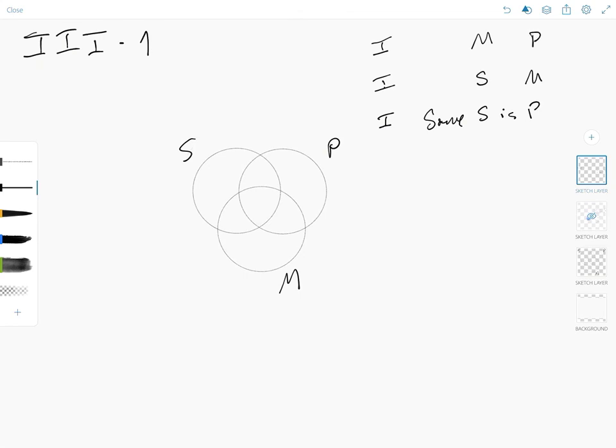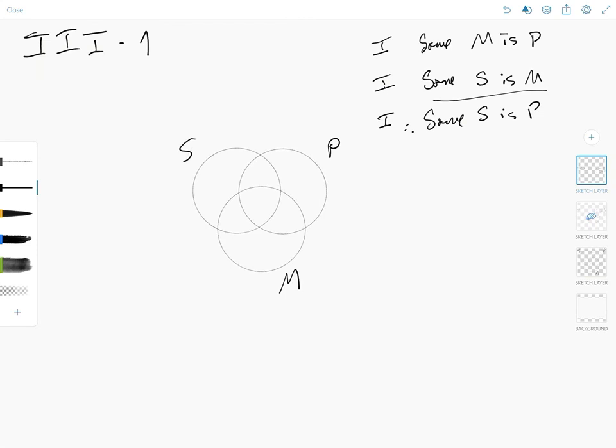Major term in the major premise, minor term in the minor premise. Now the mood tells us what the quantity and quality will be. So that's some M is P, some S is M. So there's our schema: some M is P, some S is M, therefore some S is P.